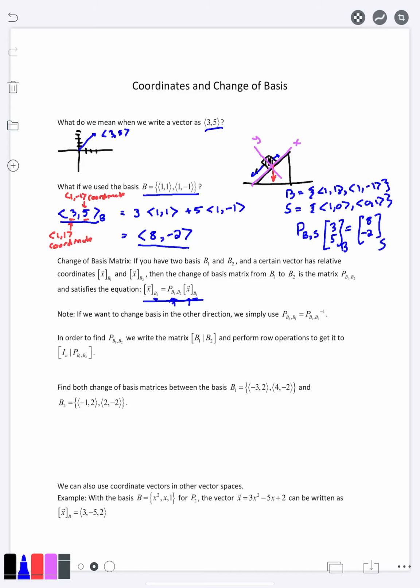Okay, so how are we going to actually find this? Well, there's a process here. It's not very pleasant, I would say. But you take your two bases, you write them in columns, and you join them into one matrix. Then you do row operations. And once you've gotten the identity on the left-hand side, you are going to get the P matrix on the right side.